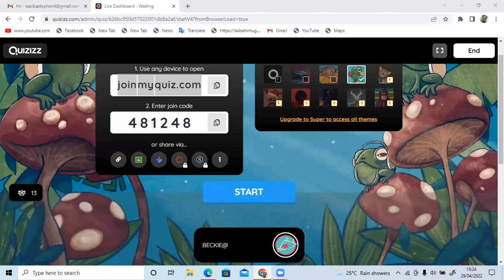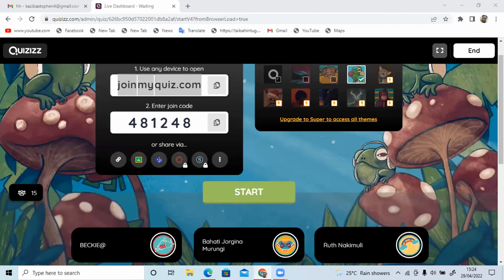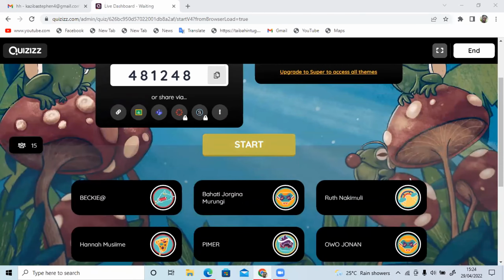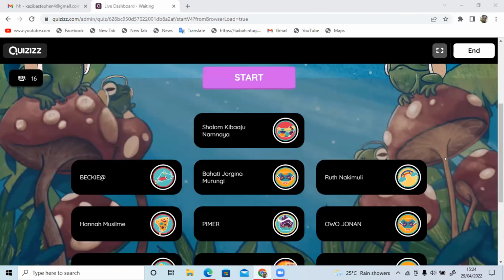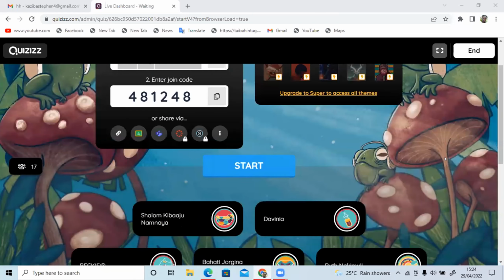The code is 481248. So far 15 people have joined. Ruth Nachimuli has joined, Bahati has joined, Beck has joined. Let everyone join. I want to see everyone's name here. So far, those are the people who have joined.